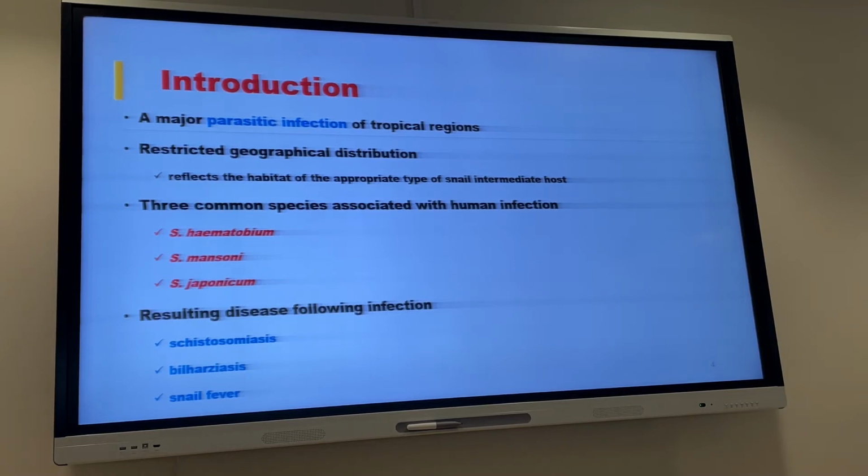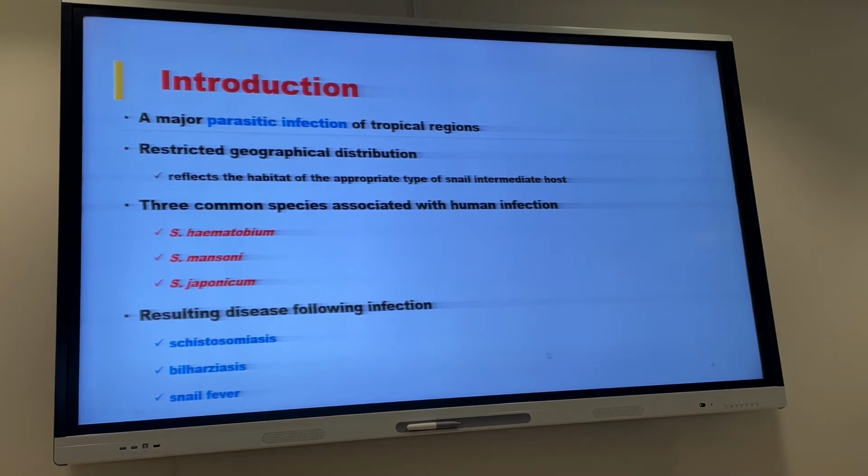Three common species that are associated with human infections are Schistosoma hematobium, mansoni, and japonicum. Of course, there are other less significant species, less significant in the sense that they are highly restricted to certain regions of the world. But these, hematobium, mansoni, and japonicum, are relatively more common.